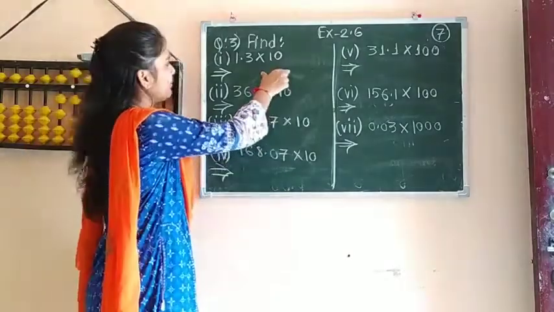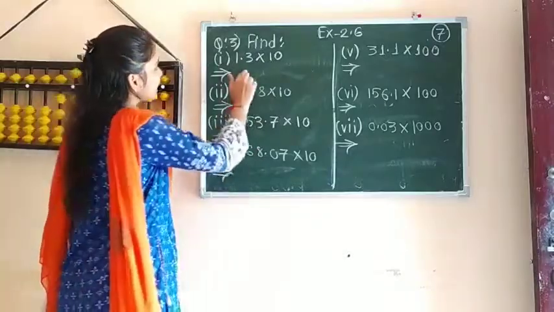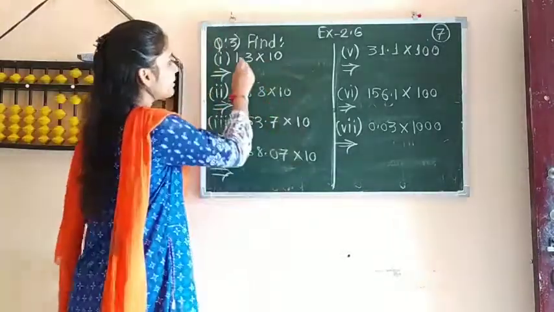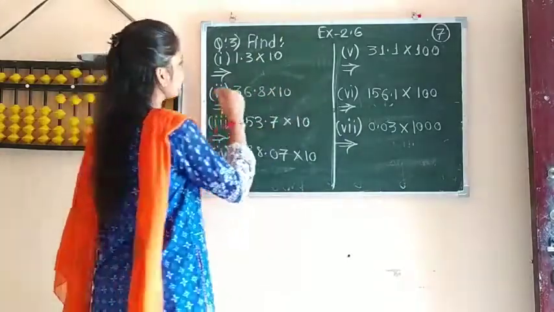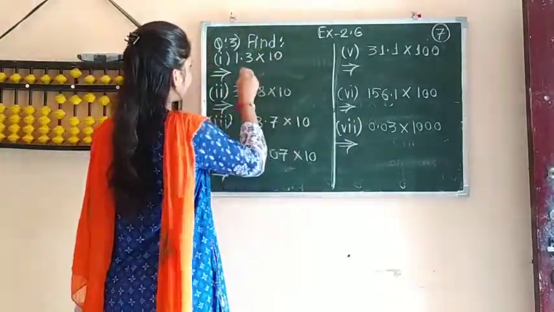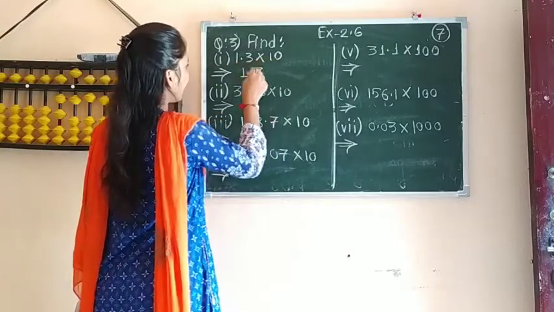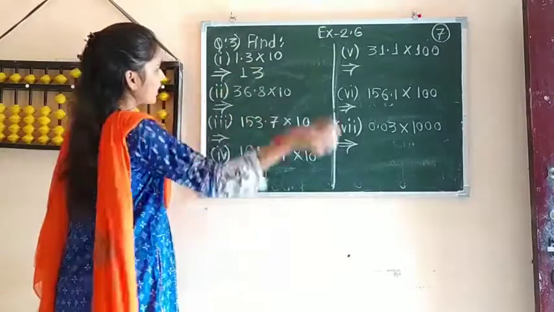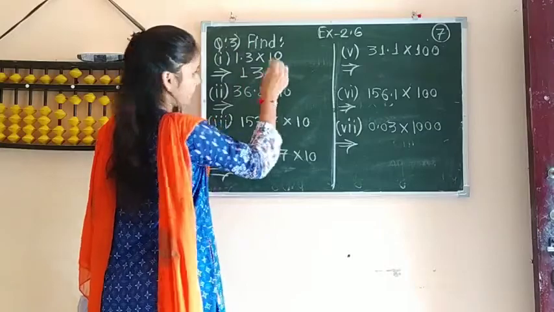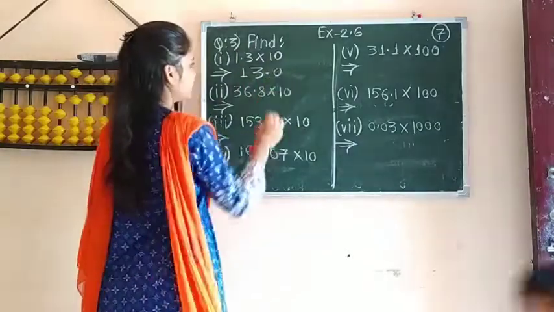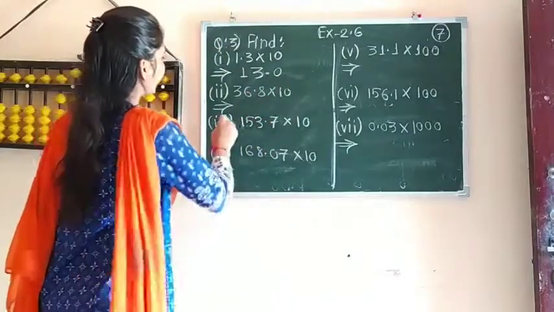Whenever you are going to multiply any decimal number by 10, shift the decimal towards the right by 1 digit. So see, this is 1.3 into 10. So what is the answer? You have to shift the decimal towards the right by 1 digit. So the decimal shifts here after 3, and this is 0. 13.0.